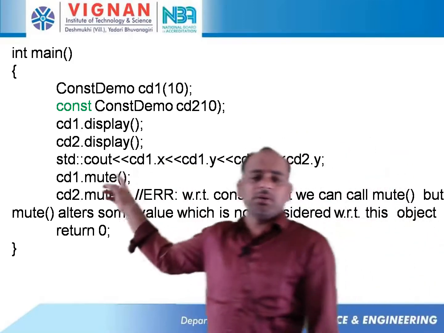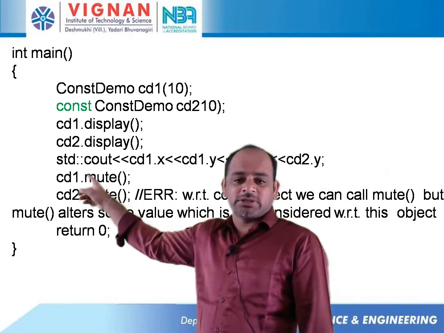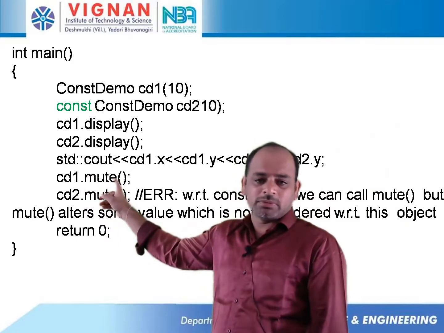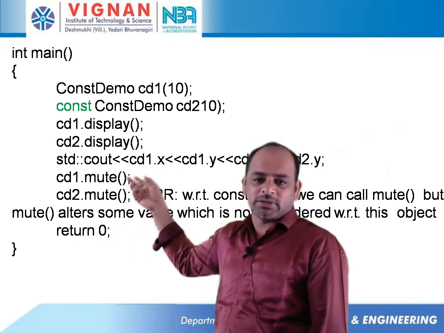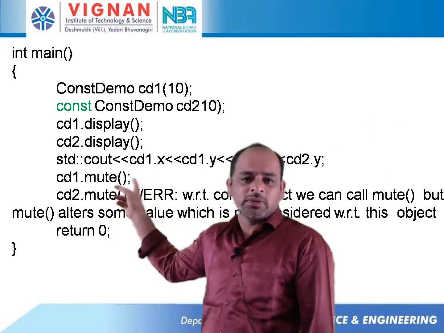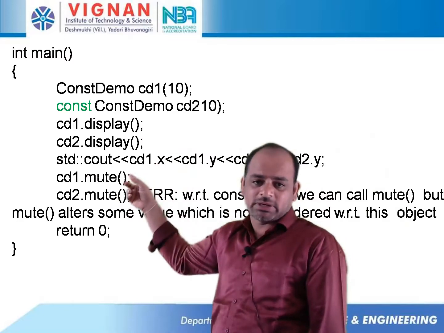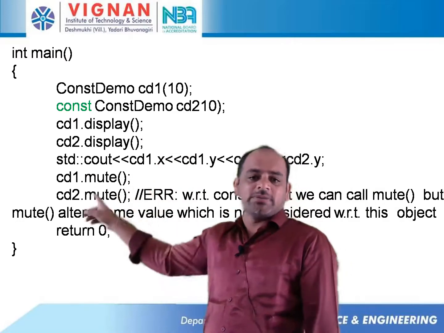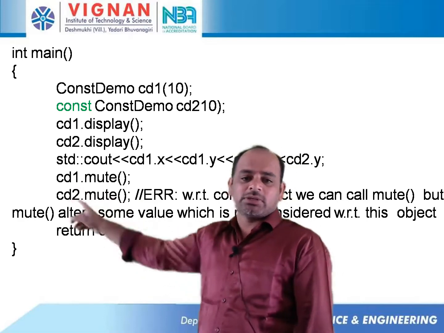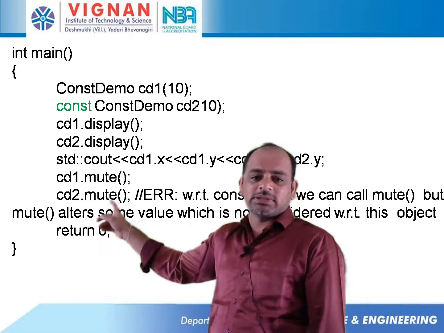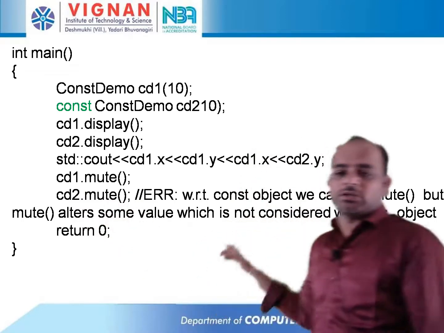Now we are trying to call CD1.mute. Because CD1 is a non-constant object, we can call the mute function, which is a non-constant function that can increment the value and return it. That is, if you pass a value of 10, it will return 11. So 11 will be printed. Next, we are trying to call CD2.mute here. Because CD2 is a constant object and we are trying to call a non-constant member function, this gives an error.